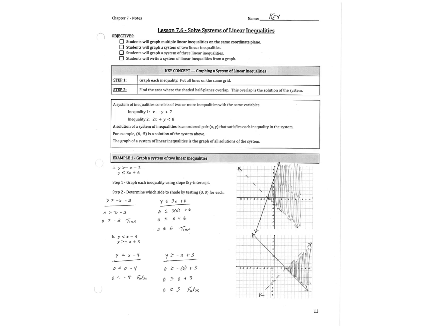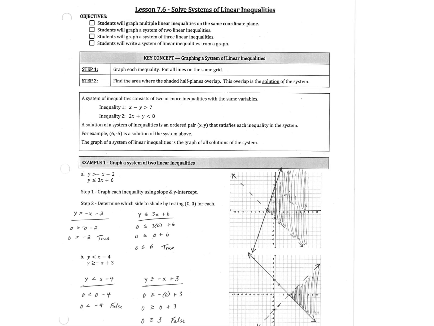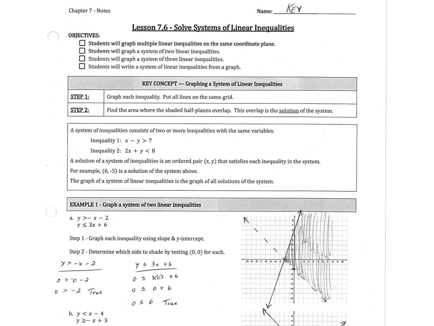Welcome to lesson 7.6. Today we're going to talk about solving systems of linear inequalities. We have worked on graphing linear inequalities before, just never two at a time. So one thing I want to point out is that a system of linear inequalities is one that has two of them. For example, in this sentence, we see inequality 1 and then inequality 2. It's just good to notice that there's two of them. When we put them together, we are going to look for the overlap.